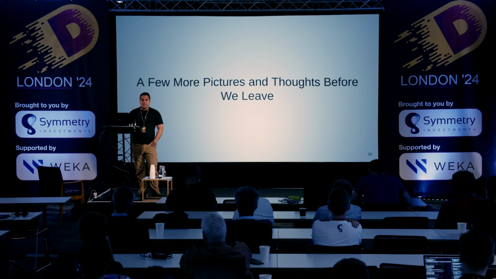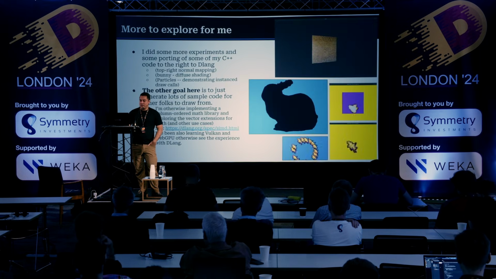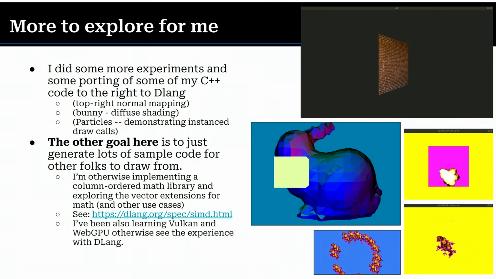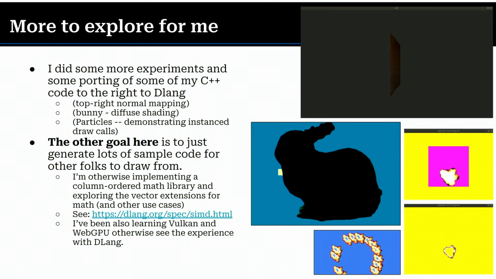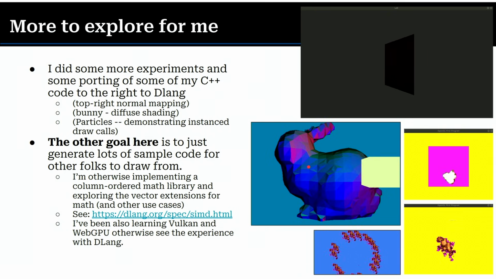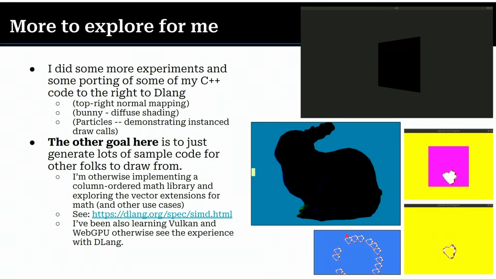Okay, so getting towards the end here, a few more pictures and thoughts before we leave this little graphics experiment. I did some more porting of some of my C++ code, again, to the D language. Here's a normal mapping example, some lighting, some experiments with instancing where you repeatedly draw things and animate them.